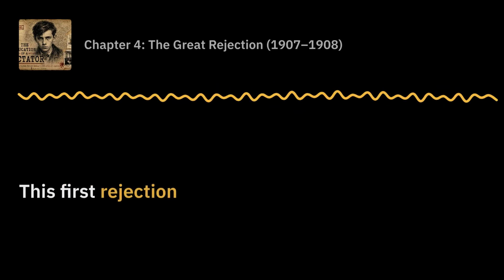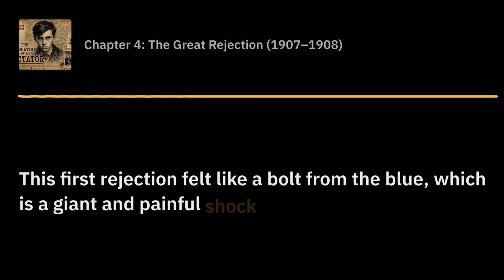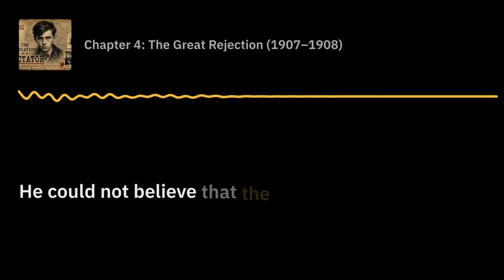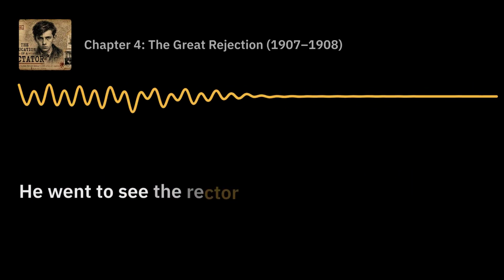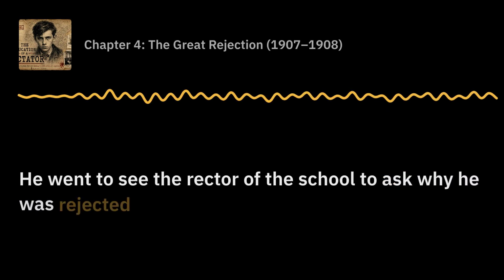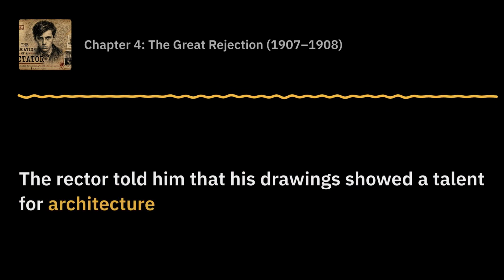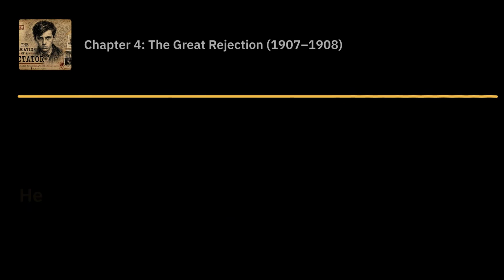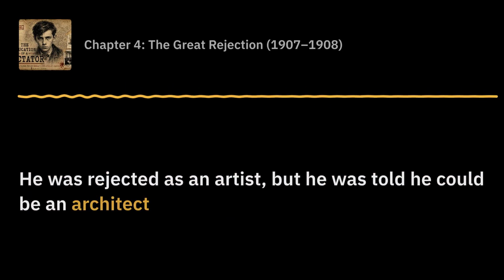This first rejection felt like a bolt from the blue, which is a giant and painful shock. He could not believe that the professors had judged him so poorly. He went to see the rector of the school to ask why he was rejected. The rector told him that his drawings showed a talent for architecture, not for painting. He was rejected as an artist, but he was told he could be an architect.